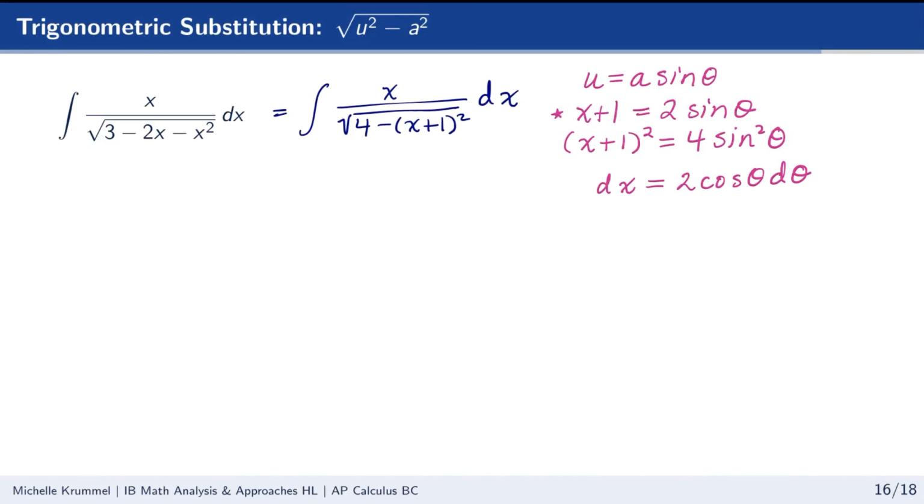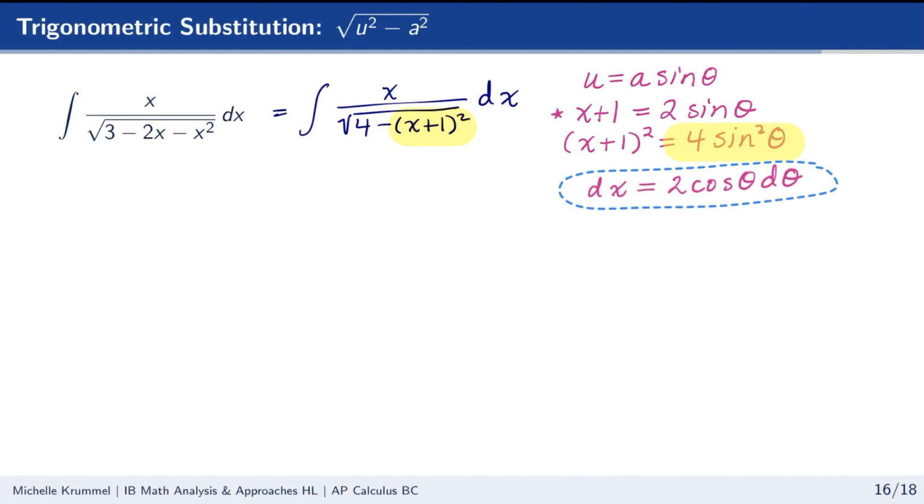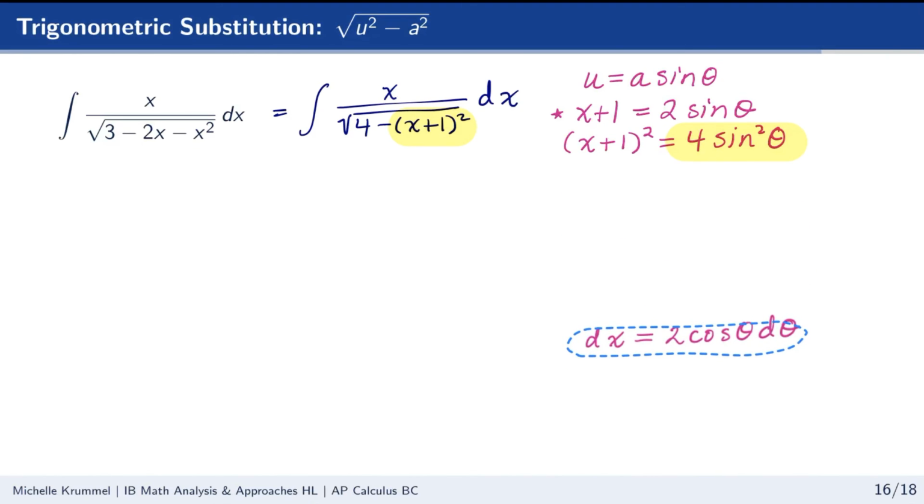Okay, so I'm going to make some substitutions. I'm going to replace (x plus 1) squared with 4 sine squared theta. And you could work some more with that. I like to work with it outside of the integral. I like to continue to simplify. So let's move him down here. That's our derivative.